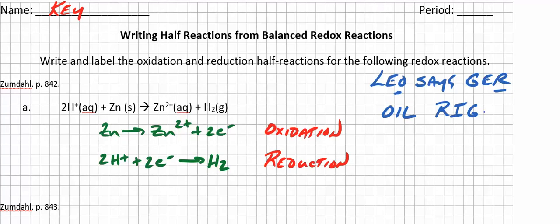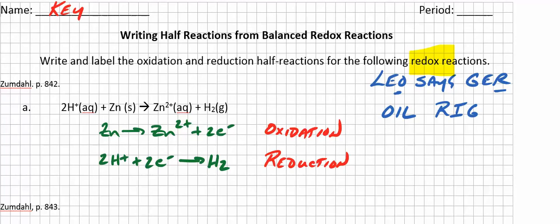So what we want to take a look at is a couple of different reactions from redox reactions from Zumdahl. Remember that when we say redox, what we really mean is we're talking about the transfer of electrons, right? We're talking about the movement of electrons from one chemical species to another. So let's take a look at this first one here, this problem from Zumdahl, page 842.